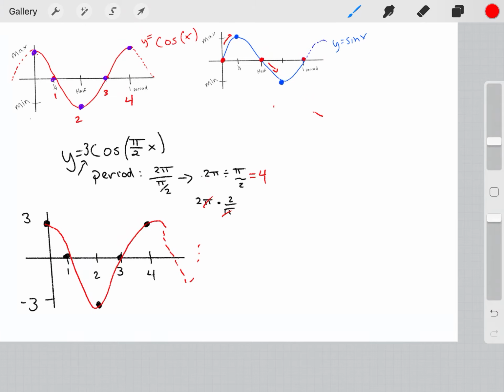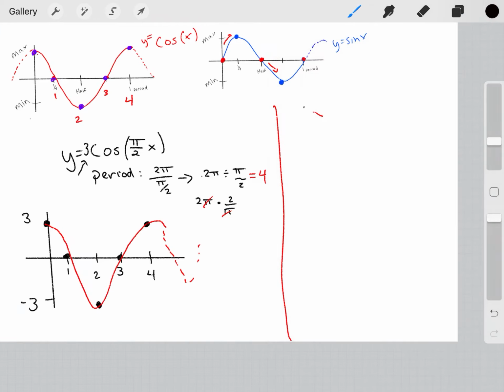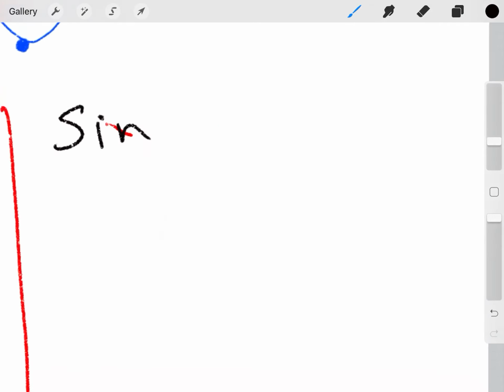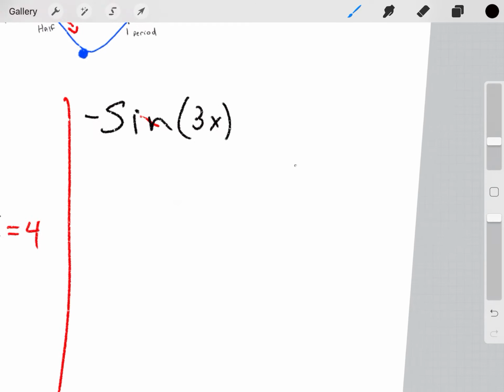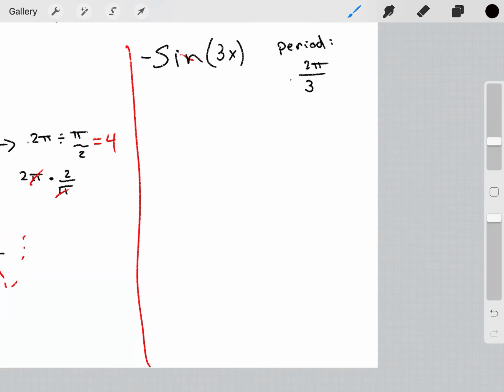So what about sine? Let's do one that will end up still in terms of pi. Let's say we had sine of, let's call it, 3x. And let's go negative sine, okay? That'll make it just a little bit different than what we did before. So the period is going to be 2 pi divided by 3. Now that makes it a little bit funnier. All right, so we're just going to leave it like that. And I know that's really uncomfortable, but we'll try it.